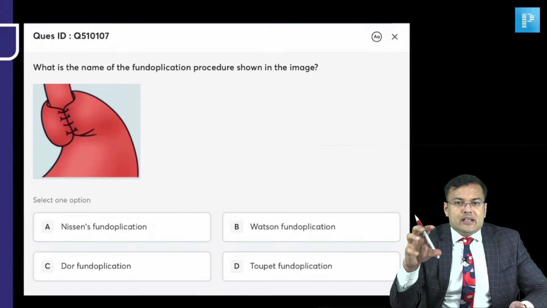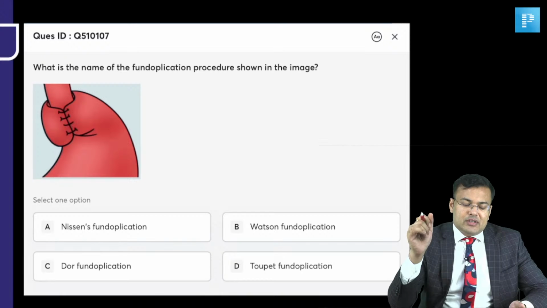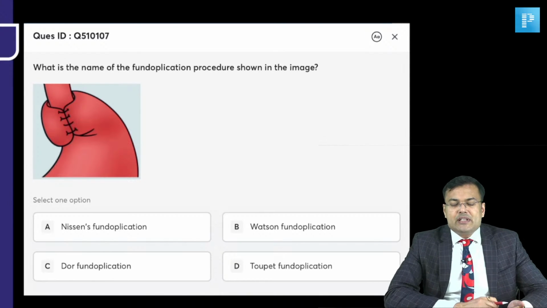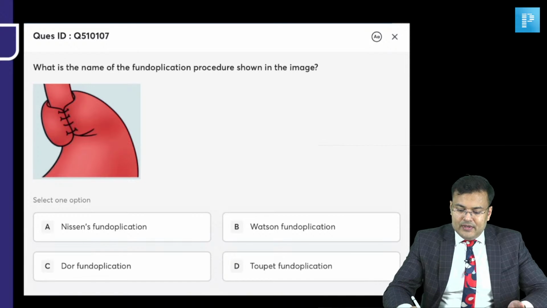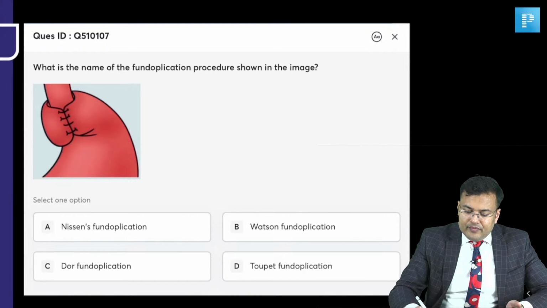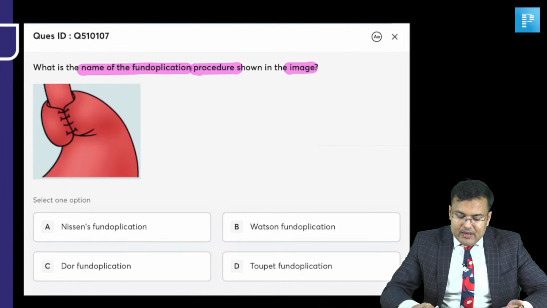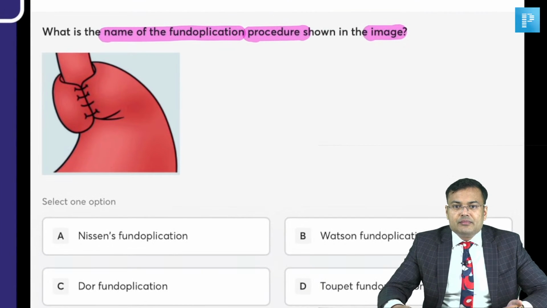This is the easiest image based question. Tell me guys, what's the correct answer here? Name of the fundoplication procedure in the image. What is the name of this fundoplication procedure?